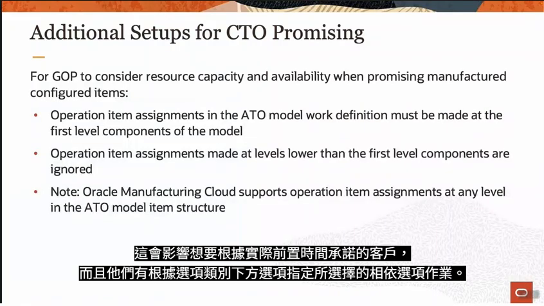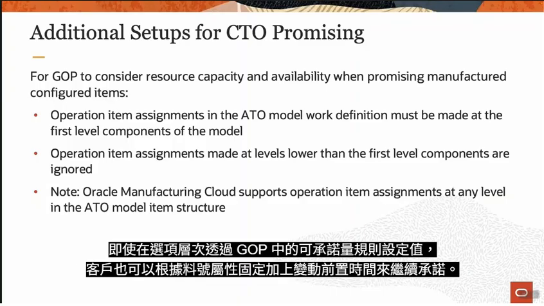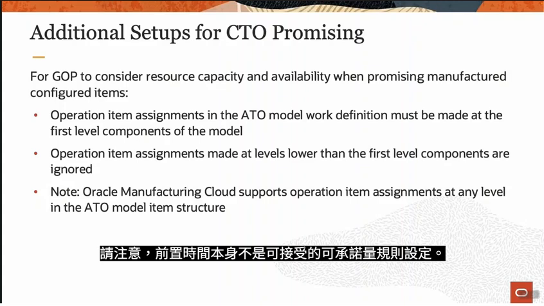This affects customers who want to promise based on actual lead time, and they have option-dependent operations that are chosen based on an option assignment below the option class. Customers can continue to promise based on item attribute fixed plus variable lead times, even at the option level through ATP rule settings within GOP. Note that the lead time itself is not an acceptable ATP rule setting.